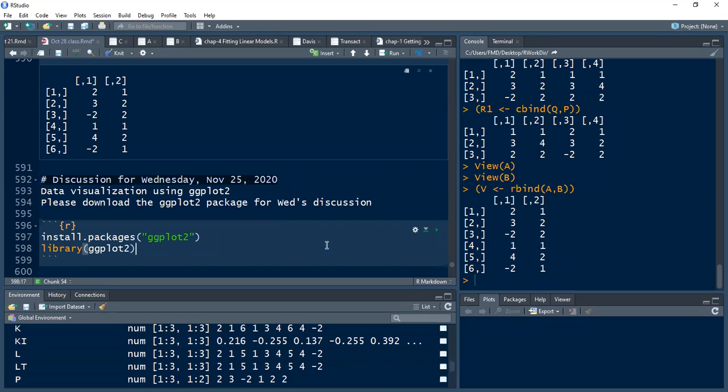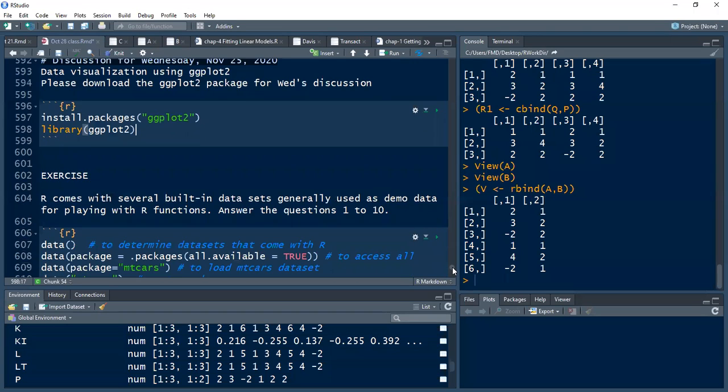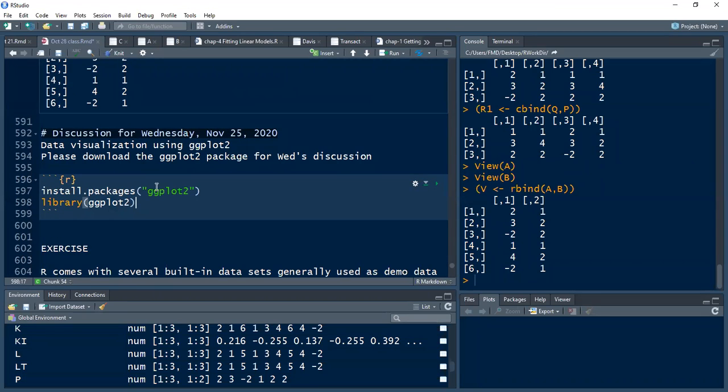And if you have time, guys, I suggest that you look at videos on ggplot2. There are tons and tons of tutorials about ggplot2. ggplot2 is a very powerful package for data visualization.